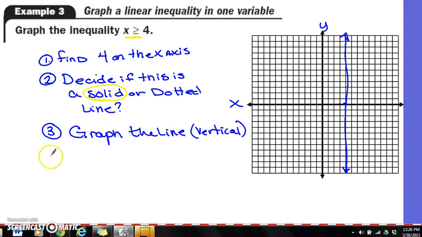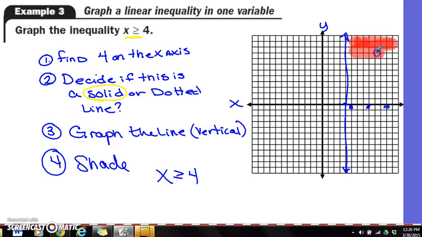And 4, you have to shade. Well, remember what we learned last week? If the letter's on the left, the inequality tells you where to shade. That only works for vertical ones here. So if we want all the numbers greater than 4, x is greater than 4, well, I bet 5 is greater than 4, and 8 is greater than 4, 10 is greater than 4. That means we're shading to the right. So you get your colored pencil out, and you shade to the right.